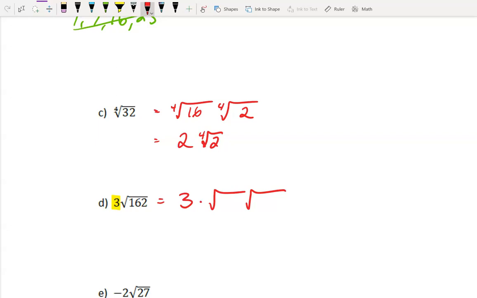Okay, now you've got to decide what's your strategy. What I've been doing so far is listing what are the perfect squares. Well, I know 2 squared is 4, 3 squared is 9, 4 squared is 16, etc. I get all the way to 9 squared before I see something that I recognize that looks good. 81 goes into there. So this is going to be 3 times 9 root of 2, which I can write as 27 root of 2.